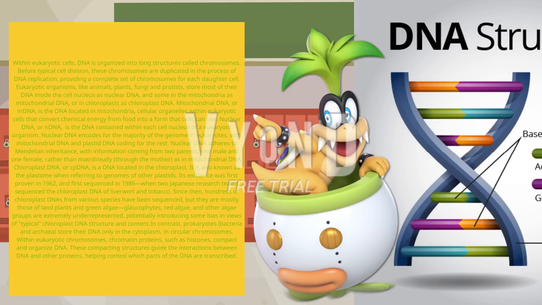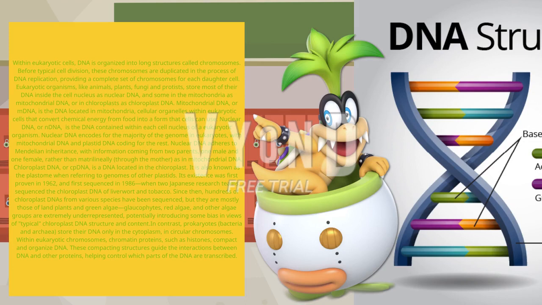Mitochondrial DNA, or mtDNA, is the DNA located in mitochondria, cellular organelles within eukaryotic cells that convert chemical energy from food into a form that cells can use. Nuclear DNA, or nDNA, is the DNA contained within each cell nucleus of a eukaryotic organism. Nuclear DNA encodes for the majority of the genome in eukaryotes, with mitochondrial DNA and plastid DNA coding for the rest. Nuclear DNA adheres to Mendelian inheritance, with information coming from 2 parents, one male and one female, rather than matrilineally, through the mother, as in mitochondrial DNA.